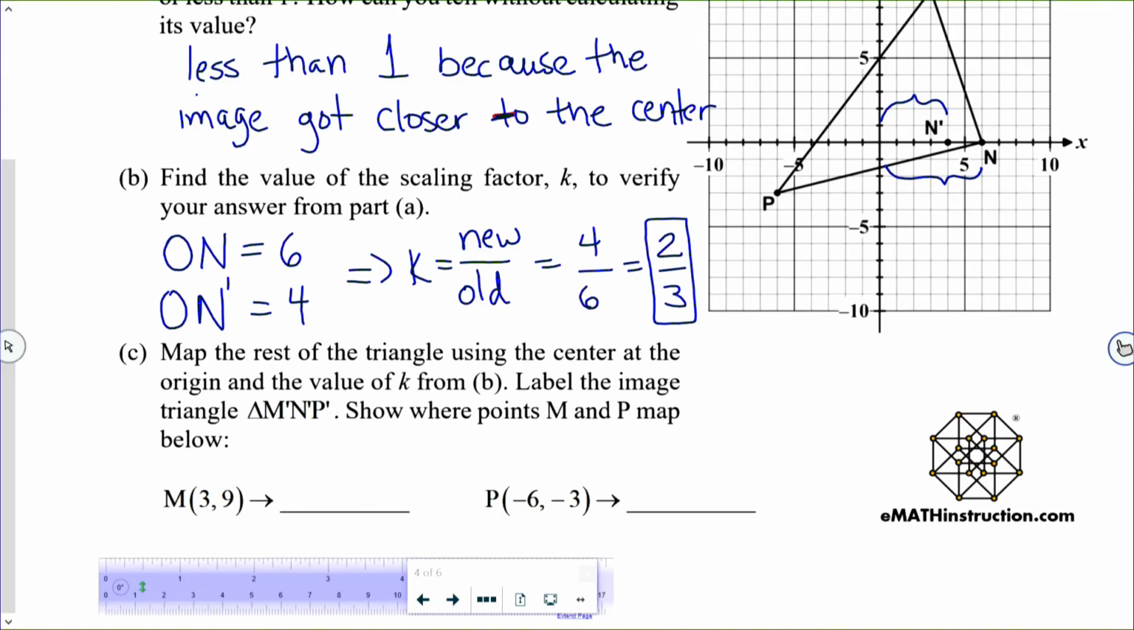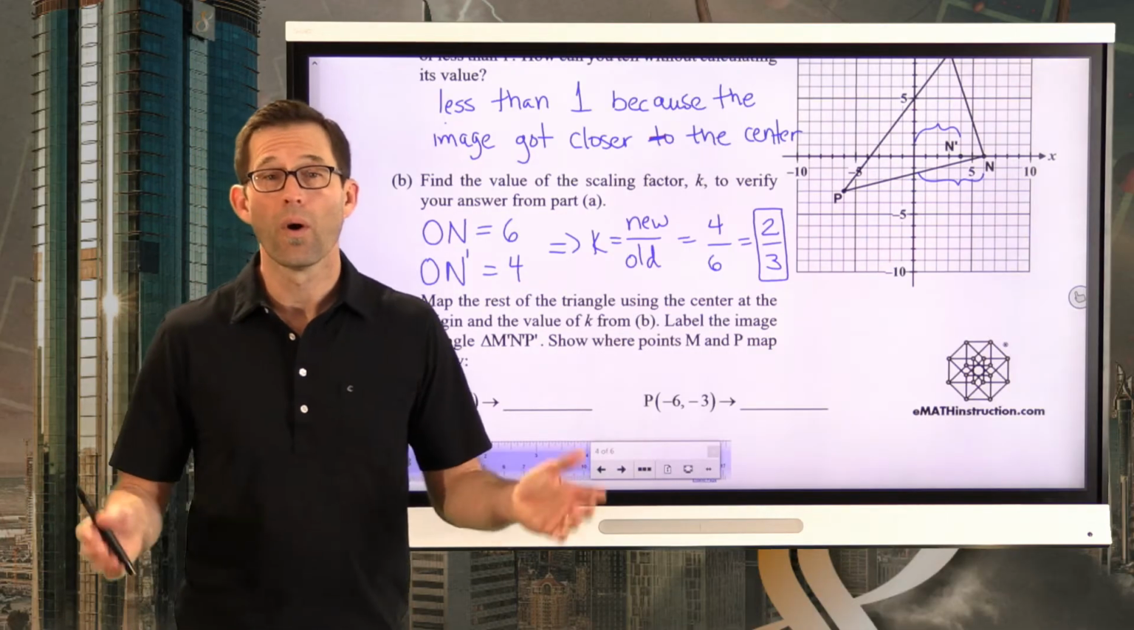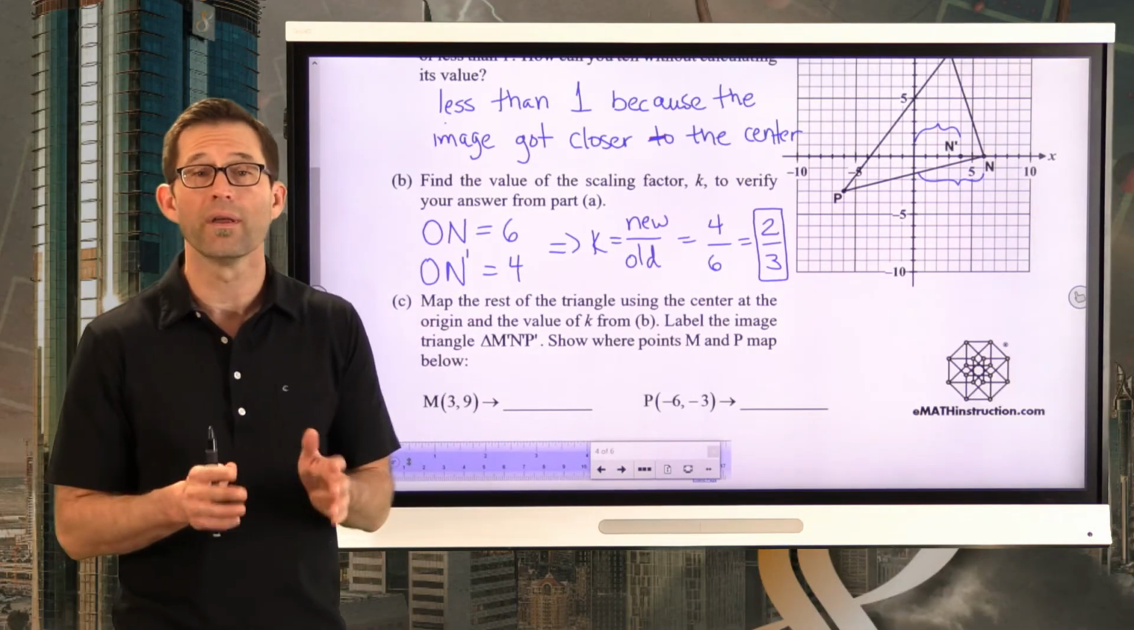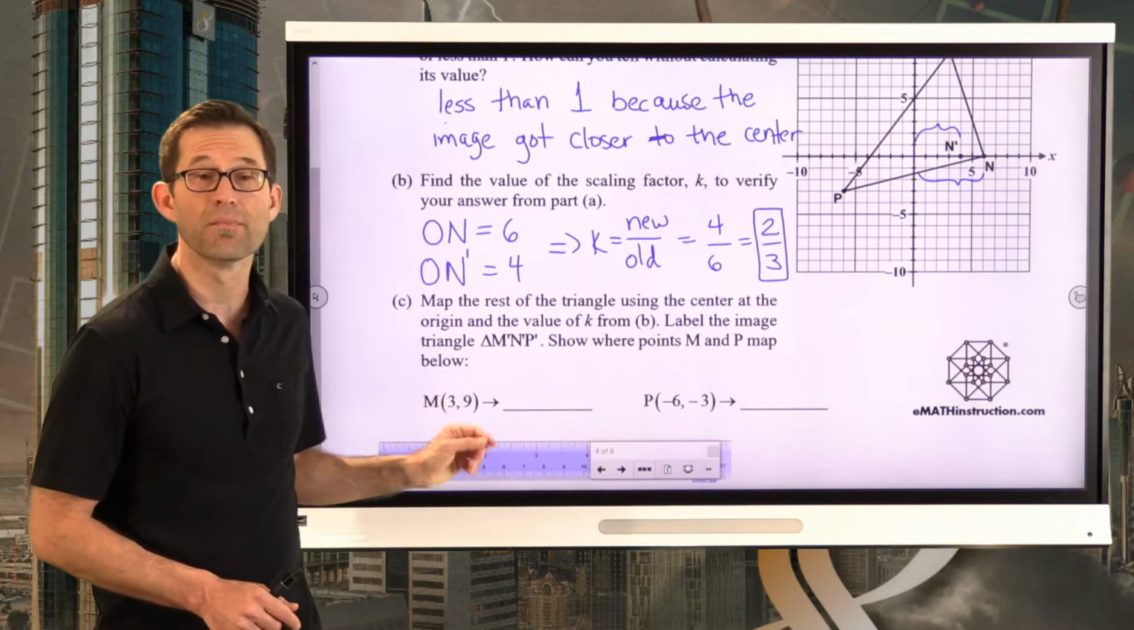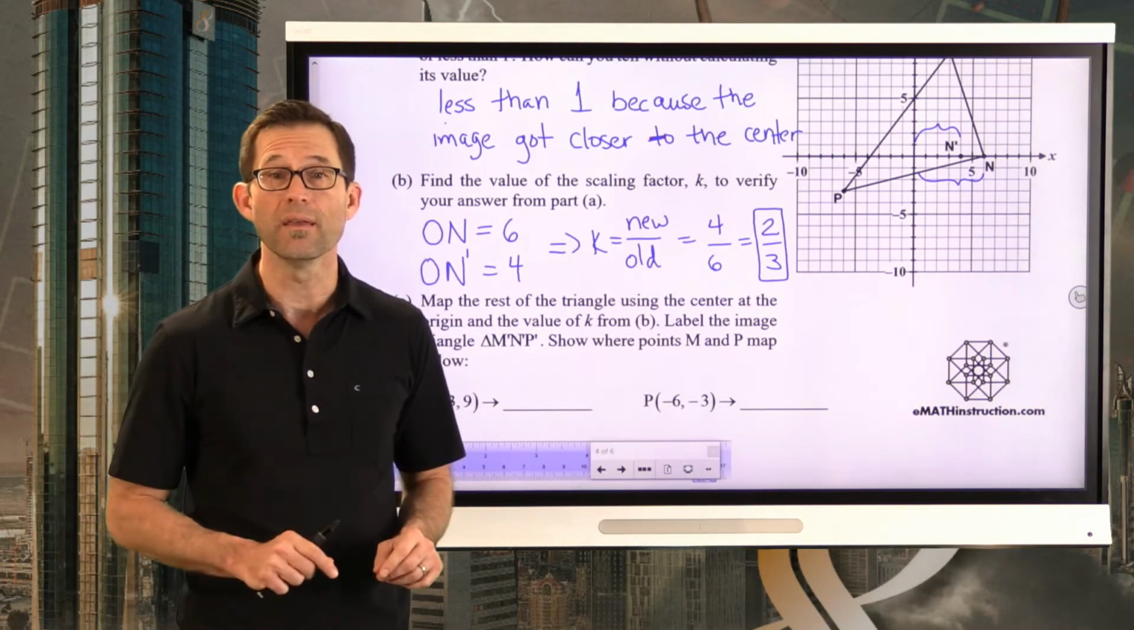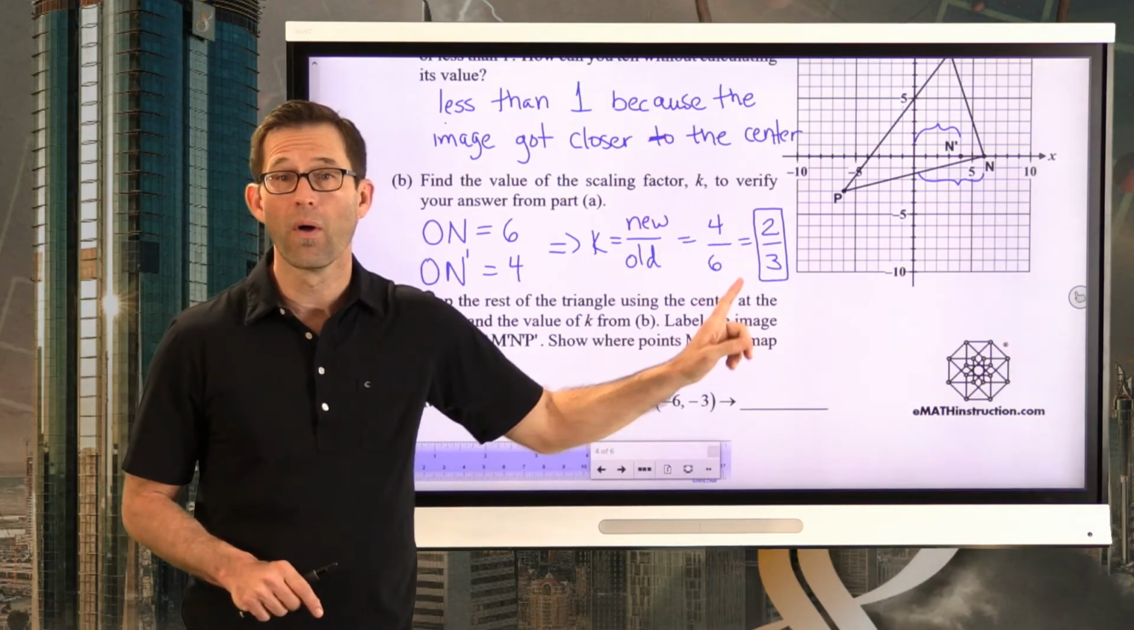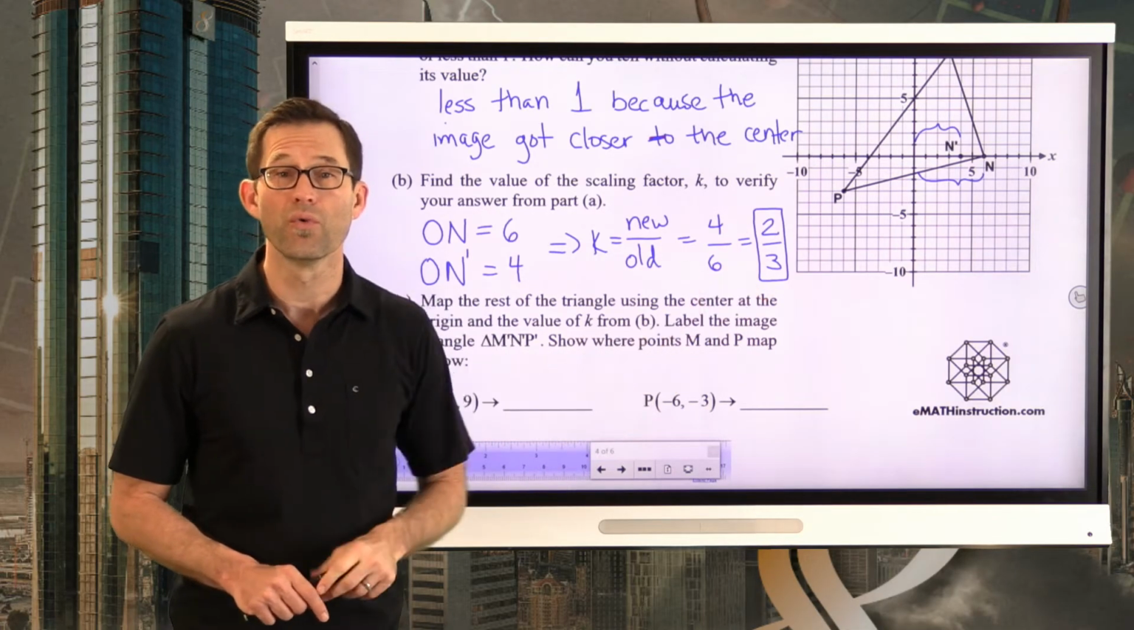Letter C says, map the rest of the triangle using the center at the origin and the value of k from B. Label the image triangle, triangle M prime, N prime, P prime. Show where points M and P map below. All right, great. Well, look, you already know how to do a dilation in the coordinate plane. You just need to take these sets of coordinates, and because the center's at the origin, that's key, you just need to multiply all the coordinates by the number 2/3.